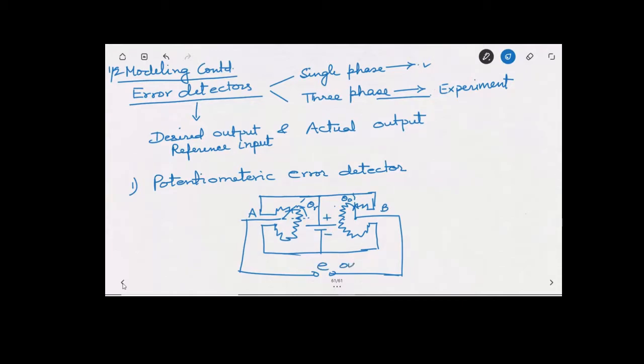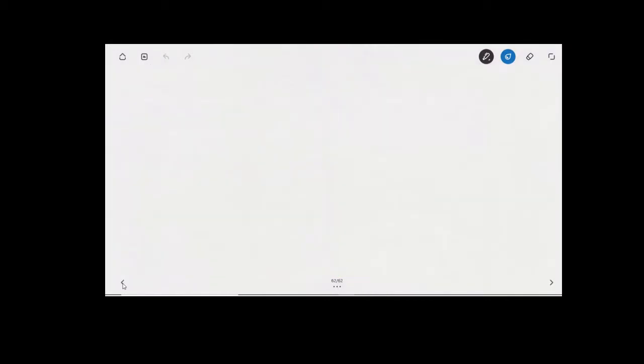This is the output. The voltage is the output. So, the potentiometer error detector consists of two same type of potentiometers which are electrically connected in parallel, as you can see, and supplied by this voltage source. Okay? And this is the schematic. Then we can draw the circuit diagram of this potentiometric error detector. So let us draw the circuit diagram of this.